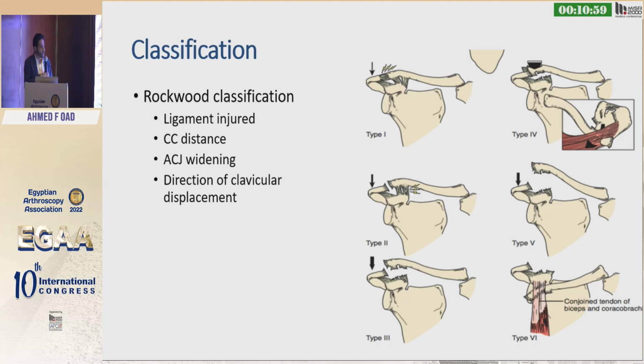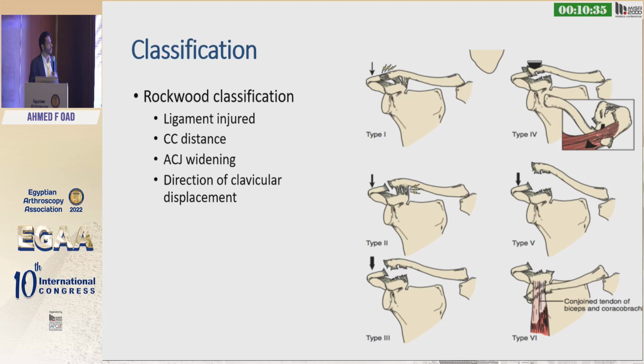Type 3, there is a tear of the AC and CC ligament complex with migration upwards from 25 to 100% of the distance. Type 4 is a pure posterior dislocation. Type 5 is a superior displacement of more than 100%. And type 6, which is rather rare, there is inferior displacement.